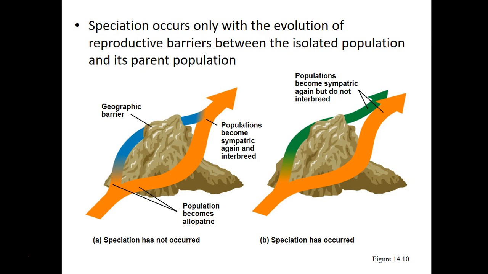Now, speciation only occurs with the evolution of reproductive barriers, so if your isolated population comes back into sympatry with your main population, and they can still breed, we would say that speciation hasn't occurred. However, if populations have been separated for long enough that they don't interbreed, then we would say that speciation has occurred. Now, sympatric speciation is a little different. It doesn't require geographic separation. And there are three common modes. One is called autopolyploidy, the other one's called allopolyploidy, and the last is sexual selection.